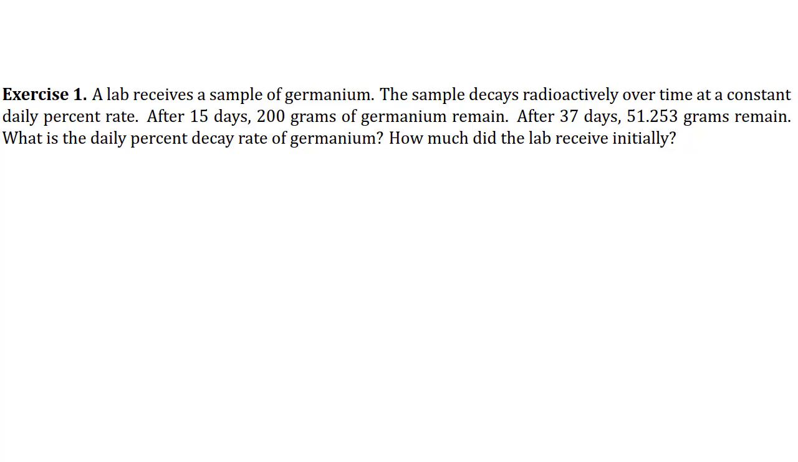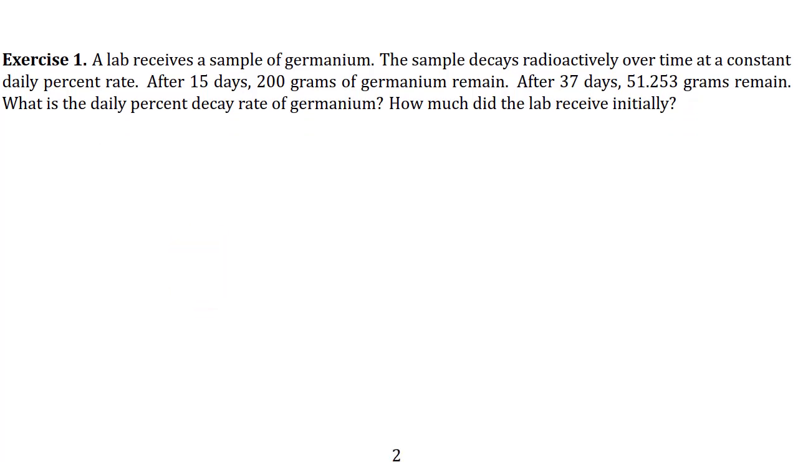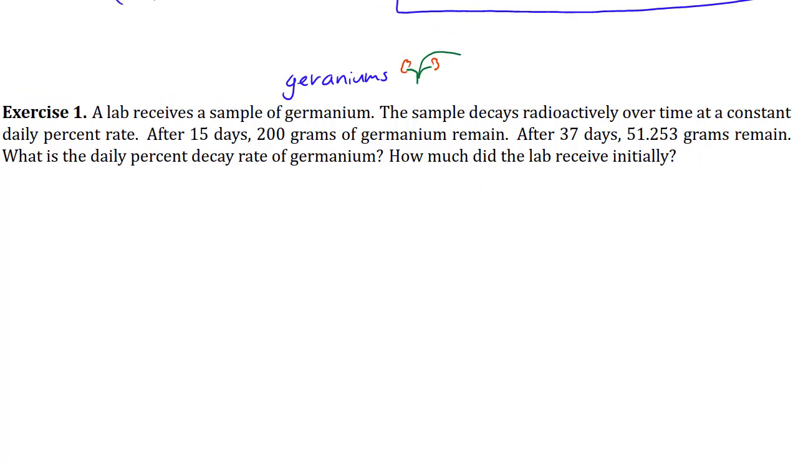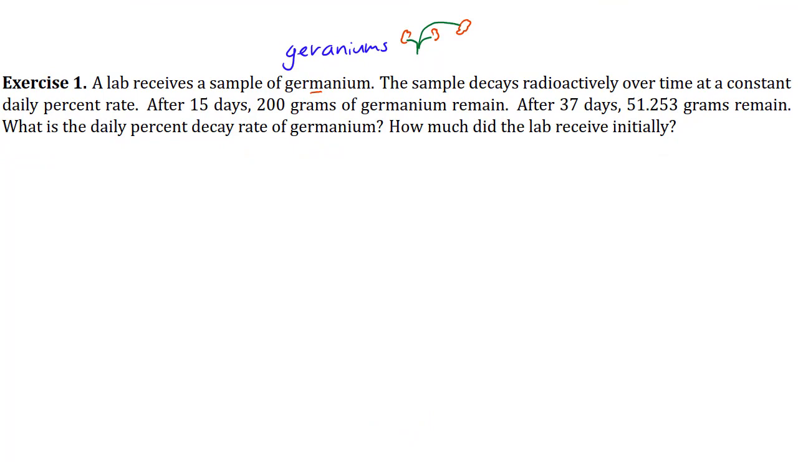All right, so a lab receives a sample of germanium, not to be confused with geraniums, which are a kind of flower with little red flowers there. But germanium has an M in it, so it's different than geraniums. So it's also radioactive, and geraniums are not.